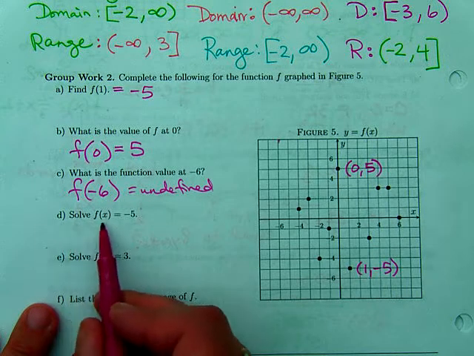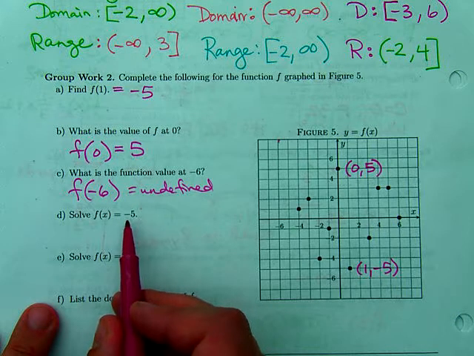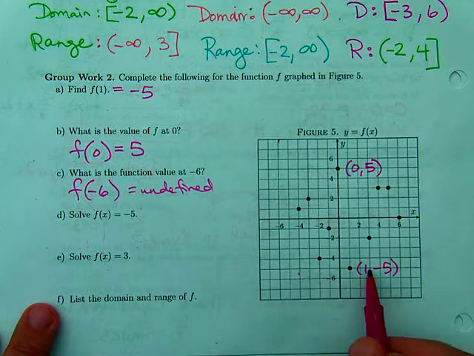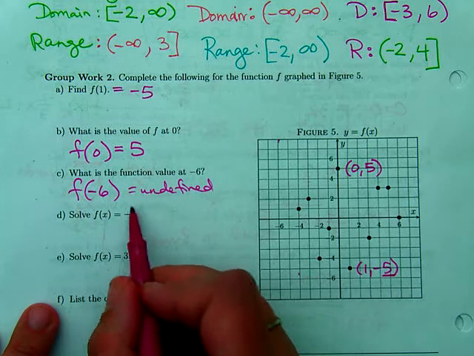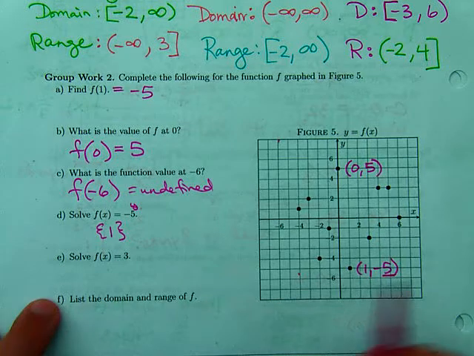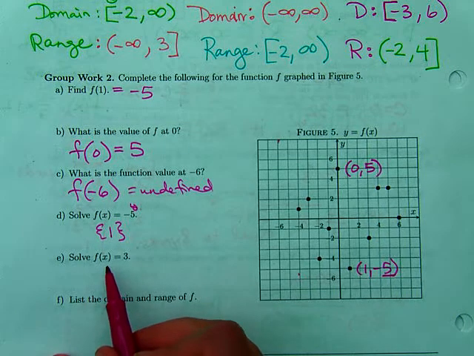Okay, solve f of x equals -5. So here we have y equals -5. So what is the x value that gives us y equals -5? You see how this is y here? Yep, it's 1. Okay, I know my curly braces, they could use some practice.